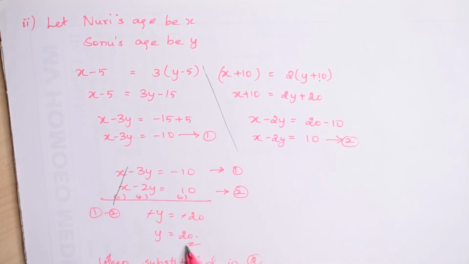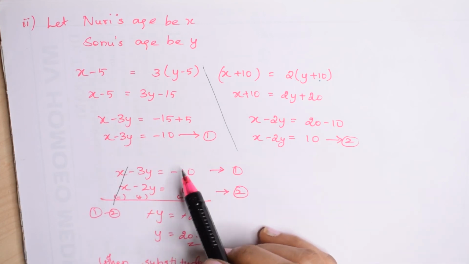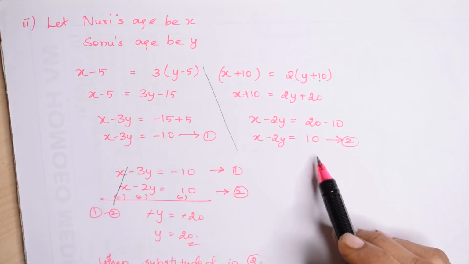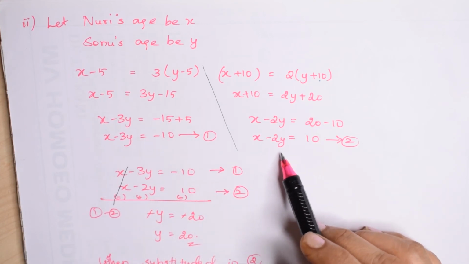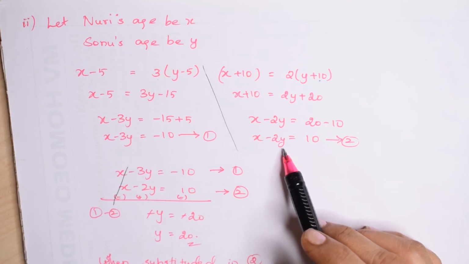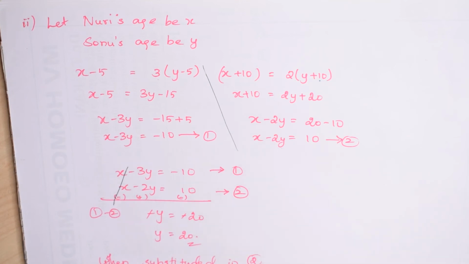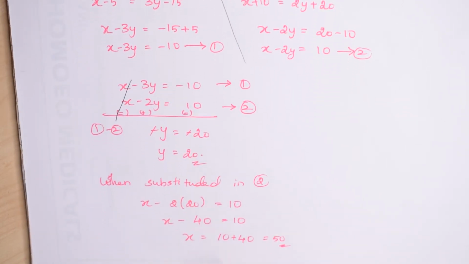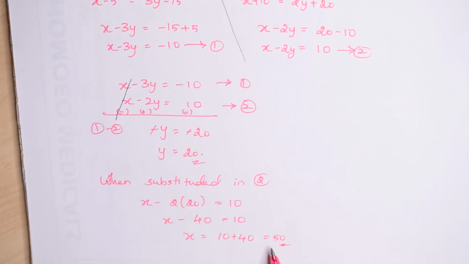I substitute the y's age in any of the equations, and I substitute it in the second. So x minus 2 times 20 is 40. So x minus 40 is equal to 10. I bring this minus 40 to the right hand side, so x is equal to 50. So understood?